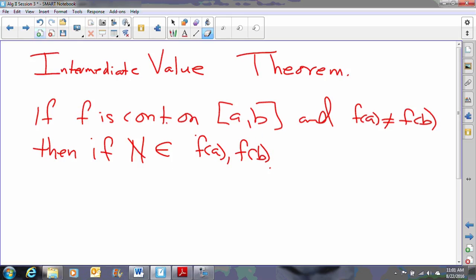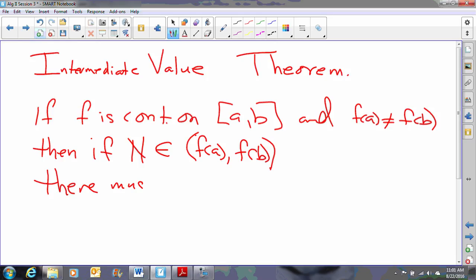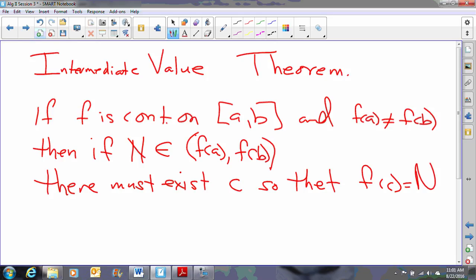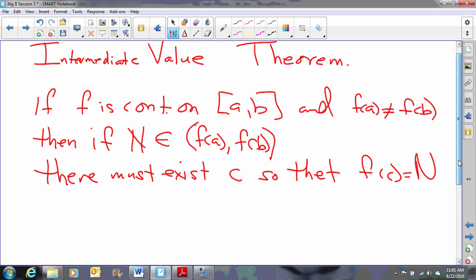If any number is between f of a and f of b, in other words, it's on the open interval between f of a and f of b, there must exist a c so that f of c is equal to N. You look at that and you say, gee, great. Let's take a look at a picture of what this is really saying. This will probably help a lot.